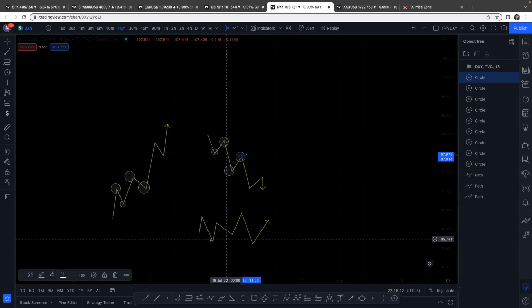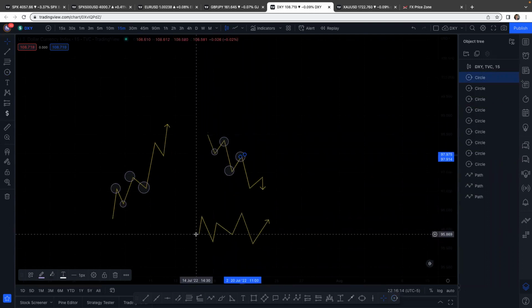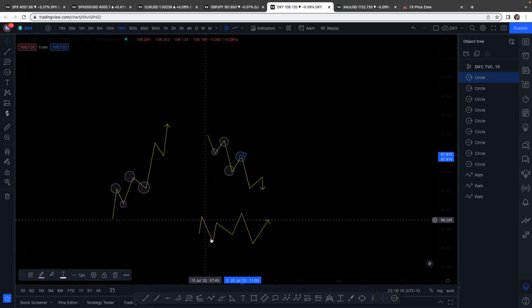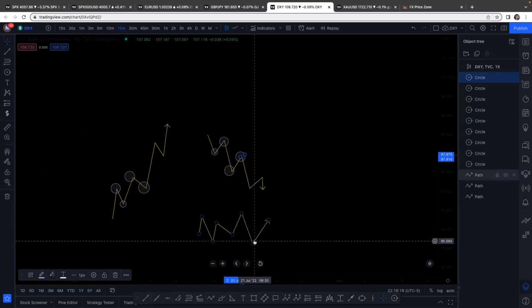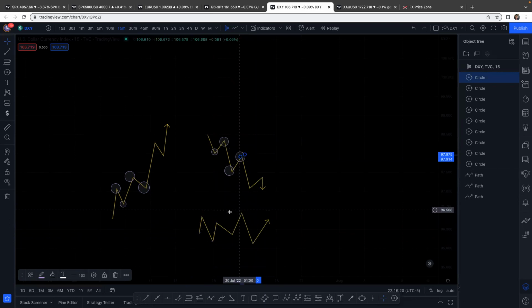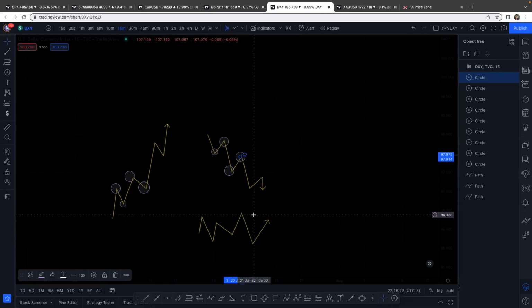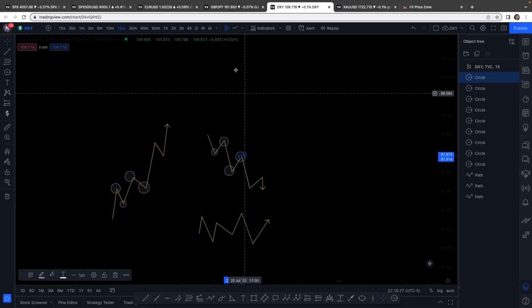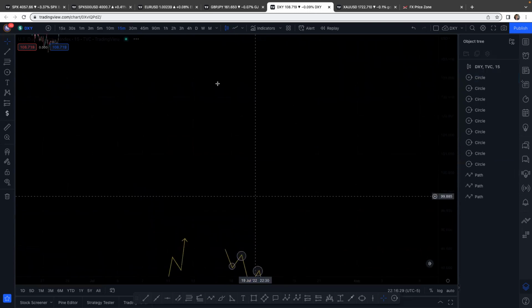And then we have the consolidation, and it's just going sideways. It doesn't necessarily go up, doesn't necessarily go down. Again, it just goes sideways. All right, so let's bring this to a chart.